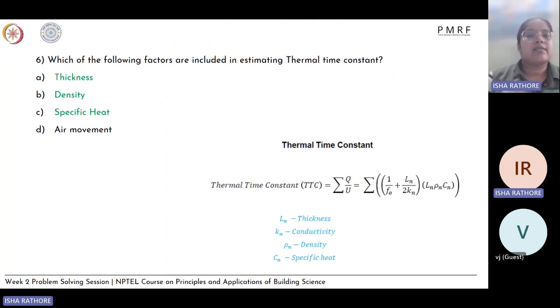So all of these three terms relating to different layers of the building envelope are used in calculating the thermal time constant. That is the thickness of the layer, the density and specific heat of each of the layers. Also, the thermal conductivity of each of the layers is being used, as well as the outside heat transfer coefficient. So all the options A, B, and C are correct.